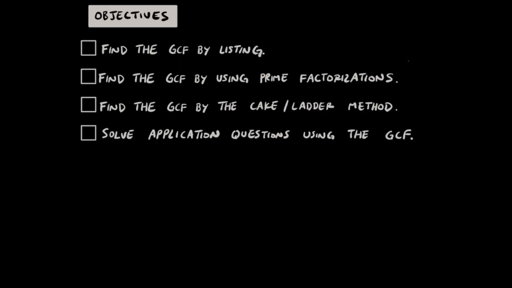After we've discussed some vocabulary and some background information, these are the four objectives we're going to cover in this lesson. The first method I'm going to show you for finding the GCF is going to be by listing. This is the most basic method, but it's the easiest to understand. Next, I'm going to show you how to find the GCF by using prime factorizations. The third method I'm going to show you is called the cake or the ladder method. This method requires the least amount of time and work. To bring it all together at the end, we'll solve some application questions using the GCF.